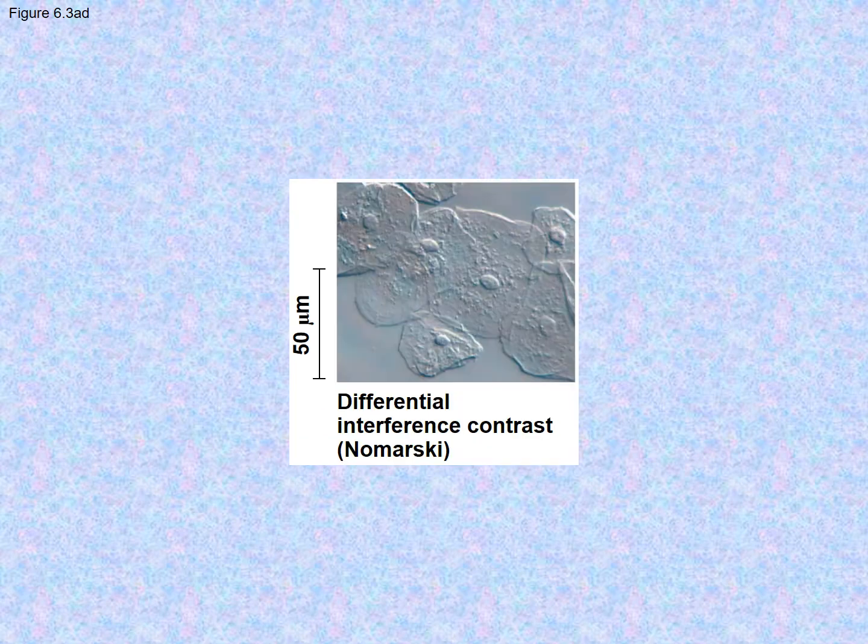Now, here, differential interference contrast, or Nomarski microscopy, as it's commonly called, allows you to see more three-dimensional depth, of course, but it looks more 3D. So you can see the nucleus. Here, the cell looks a lot more flat. However, the nucleus does not.